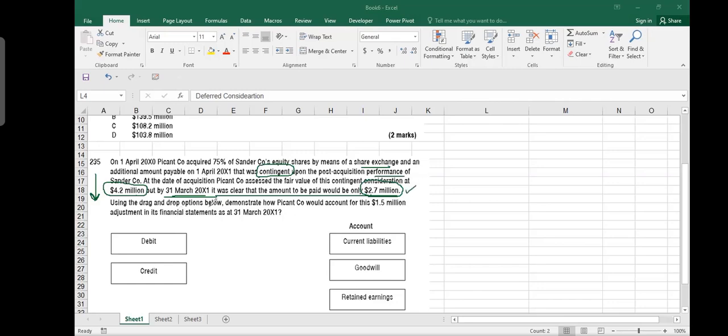Using the drag and drop options below, demonstrate how Pecan company would account for this 1.5 million adjustment in its financial statement. So your contingent consideration is actually decreasing. You promised 4.2, now you are going to pay only 2.7. So your liability is decreasing. Whenever your liability decreases, you should debit current liabilities. That is for sure. I have to decrease my liability. Before I credited 4.2 million, now I make a debit of 1.5 million so that my liability goes down to 2.7. And what should be credit? Credit should be retained earnings, because this is a gain for you.